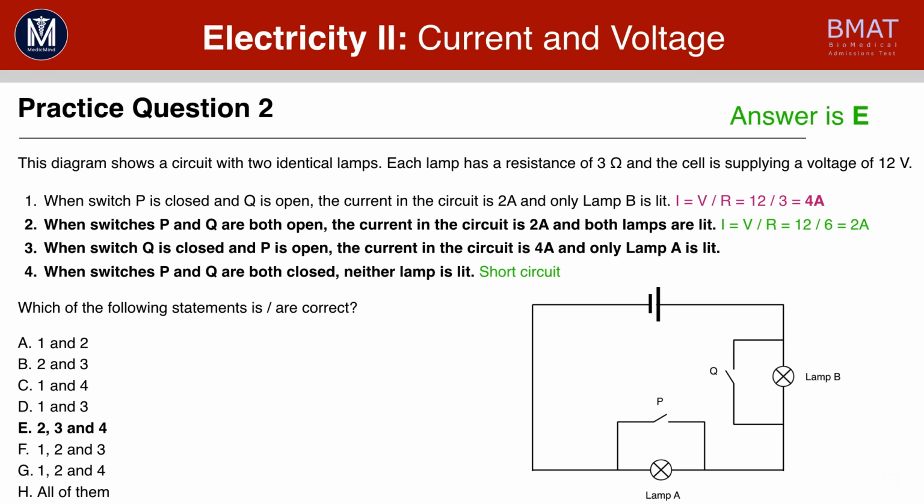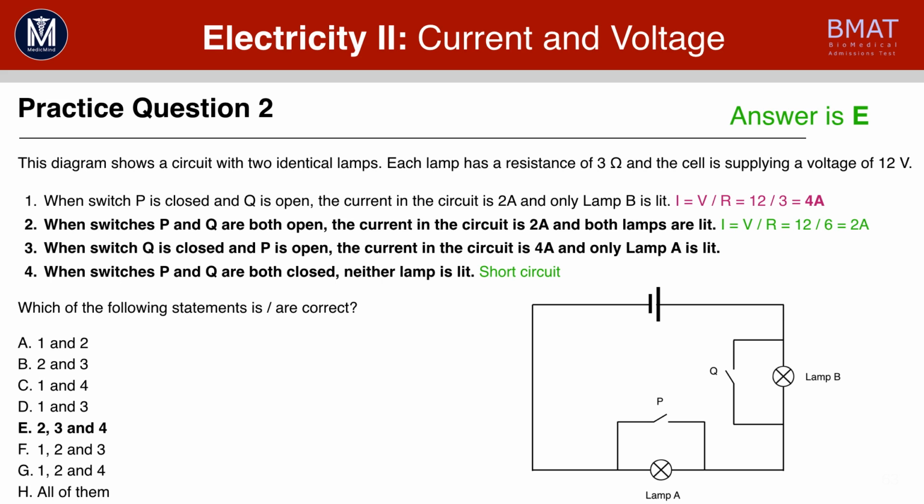You have only lamp B, which has a resistance of 3 ohms. And the overall voltage is still 12 volts, so using V equals IR, we can divide the voltage of 12 by the resistance of 3 to give 4 amps. Number 2. When switch P and Q are both open, the current in the circuit is 2 amps and both lamps are lit. Well, in this case, there are no short circuits and the resistance is 6. Therefore, voltage of 12 divided by resistance of 6 gives you a current of 2 amps.